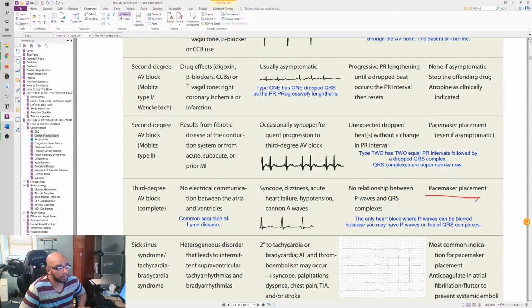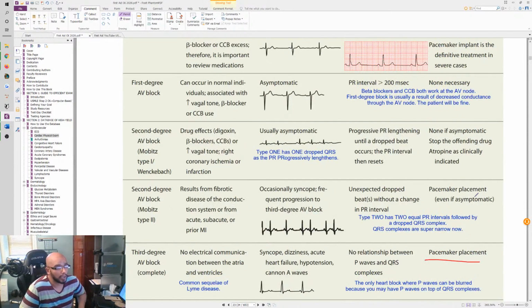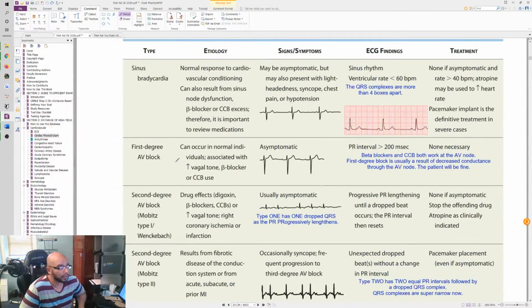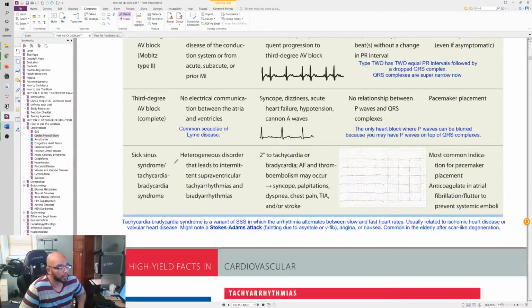Right, so generally speaking, for any AV block, you only really care about the worst ones, which are the type 2 and third degree. Right, second degree, type 2, and third degree. And how do you treat both of them? You just give them a pacemaker, because the only issue here is the order in which things are beating and how they're beating. So just fix it with a pacemaker and the patient will be fine. Other than that, the others were perfectly fine, nothing crazy about them.